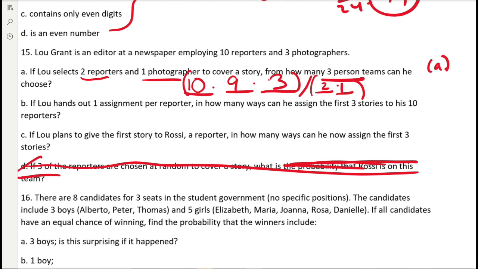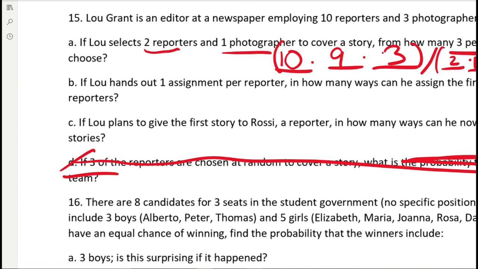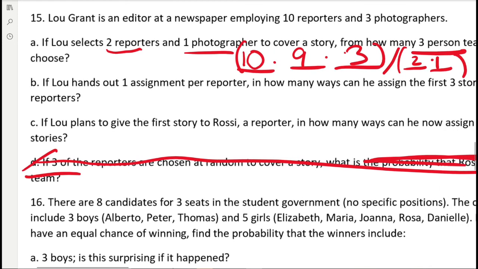So part B, if Lou hands out one assignment per reporter, in how many ways can he assign the first 3 stories to his 10 reporters? So in this case, 3 stories to the 10 reporters, 1 assignment per reporter. There are a couple of ways that you could think about doing this. For the first part, we could think of it as 3 reporters. Since he hands out one assignment, he has 10 choices for the first reporter. Once he hands out that assignment, it can no longer be assigned to anybody else. So he only has 9 choices from that point on. Then once he hands out that assignment, he only has 8 to choose from.